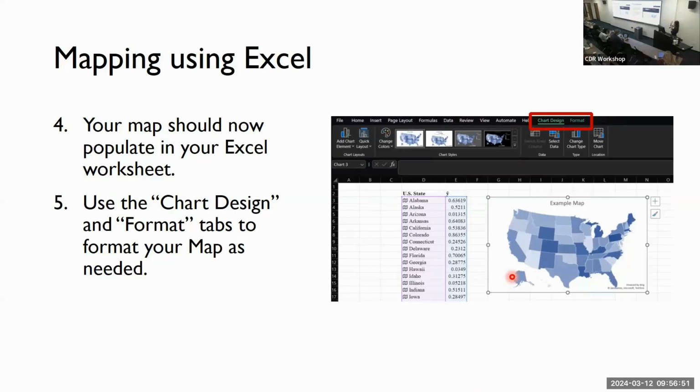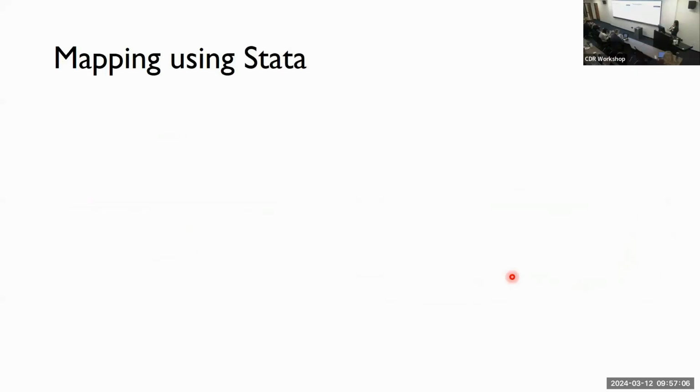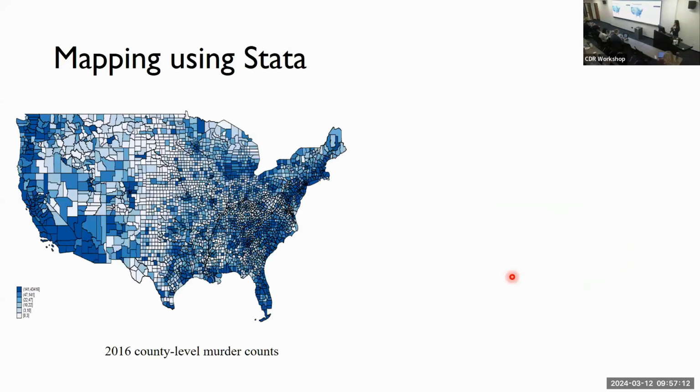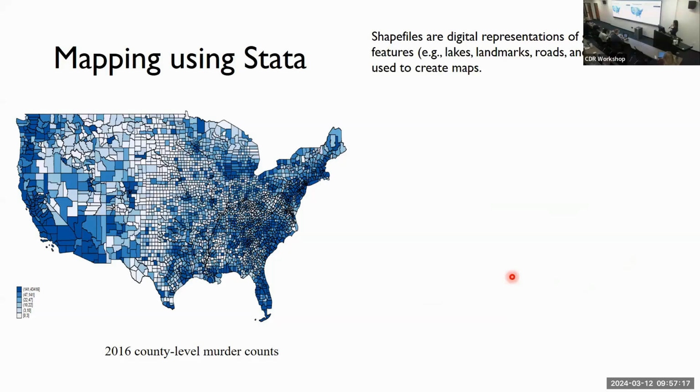But then we realized that Excel usually works better for large scale geography, like country or state. But if you want to get a map at a more granular level, you can use Stata or R, but I want to introduce Stata here. So this map shows the 2016 county level mold counts. An important thing to remember to produce a map is that you should use shape files, which refer to the digital representation of geographic features that is necessary to create maps, especially in Stata.